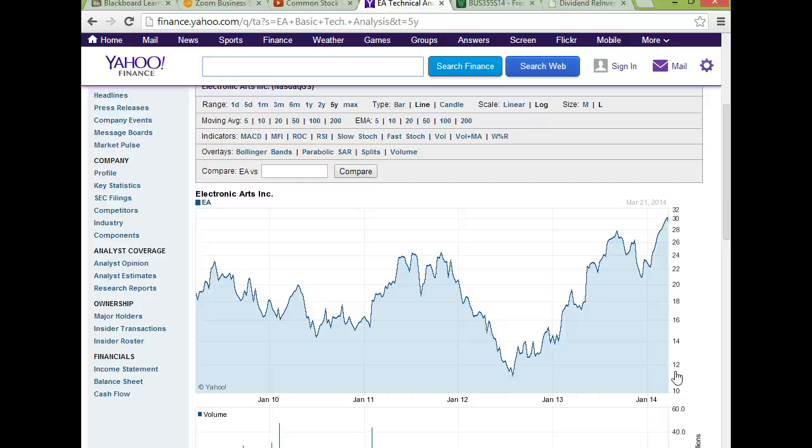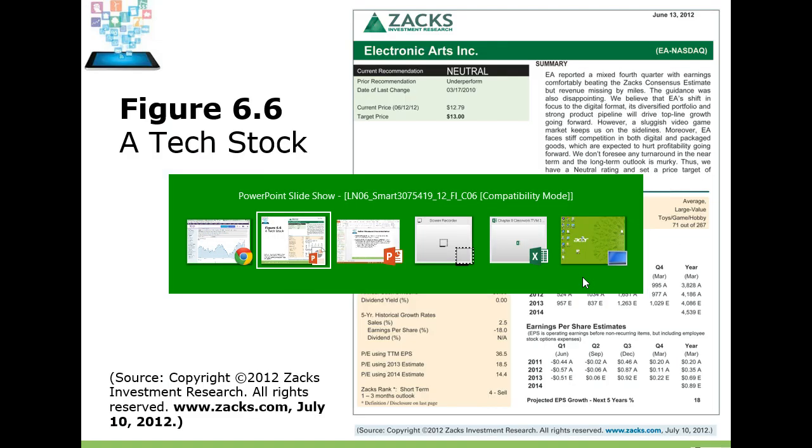Also, biotechnology is very hot. Bio stocks are another very hot category that's doing very well in the markets.